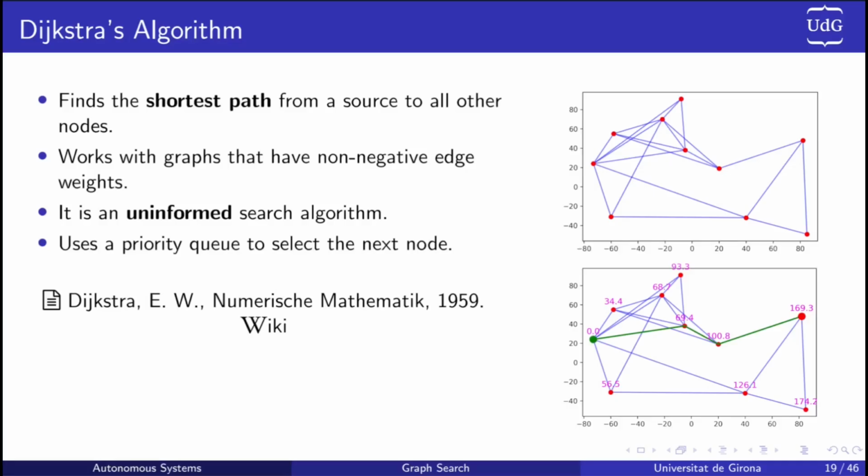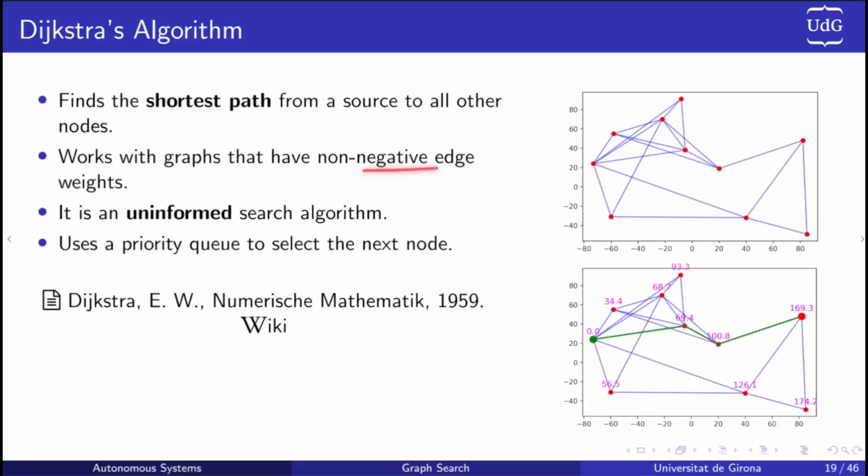The idea here is that it's able to find the shortest path from a starting position to any other node, any other vertex in the graph. And here we don't have to have unweighted edges, I mean all the edges having the same weight, which is very unrealistic. We can have edges with different weights. The only thing that we cannot have is negative edges.